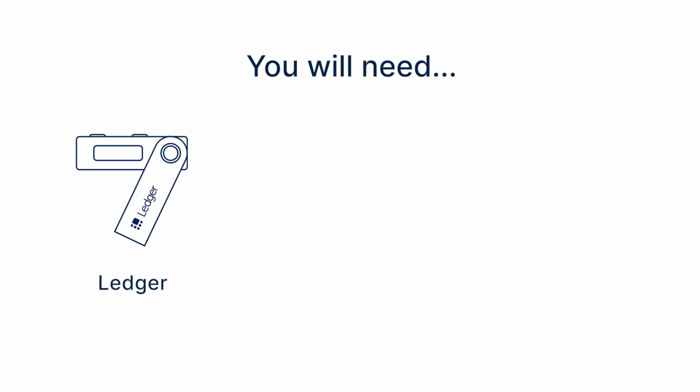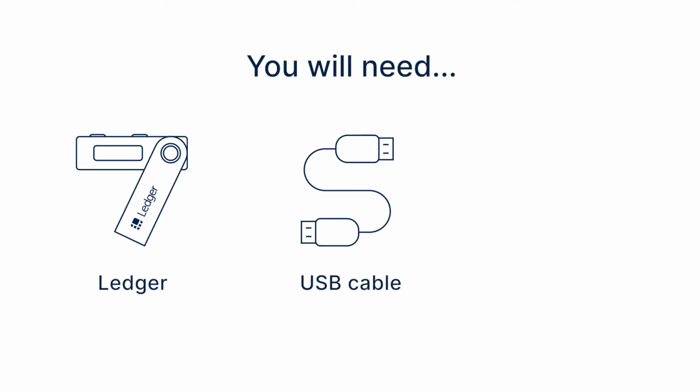Today, we're going to be going through the process of updating the firmware on your Ledger device. This process is the exact same for both models, the Ledger Nano S and the Ledger Nano X. To perform this process, you are going to need your Ledger device as well as the cable to plug it into your computer. You are also going to need Ledger Live installed on your machine.